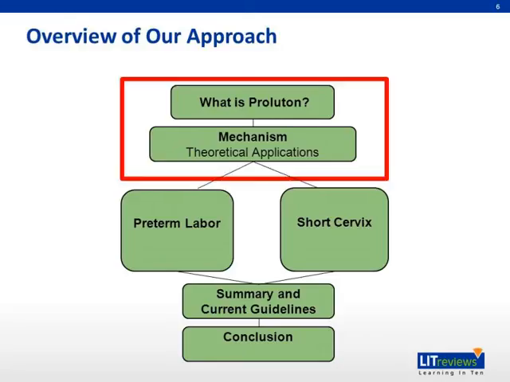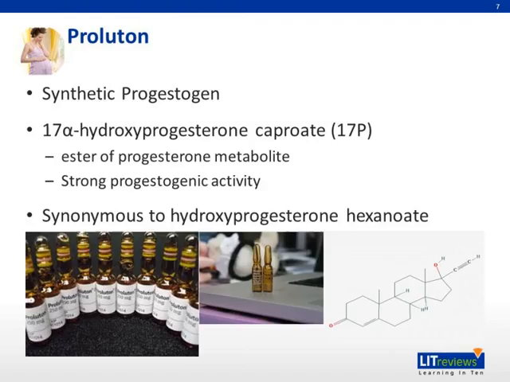What is Proluton? How does it work? Proluton, or 17-alpha-hydroxyprogesterone caprate, is a synthetic progestogen. It is manufactured by the esterification of a progesterone metabolite, which increases its progestogenic activity. It is also known as hydroxyprogesterone hexanoate.